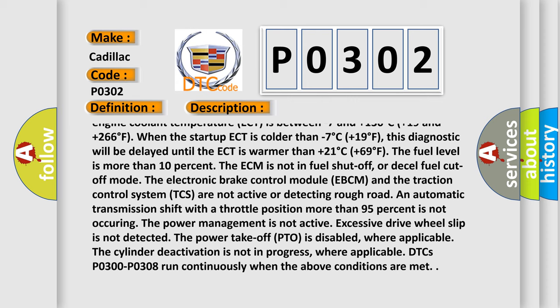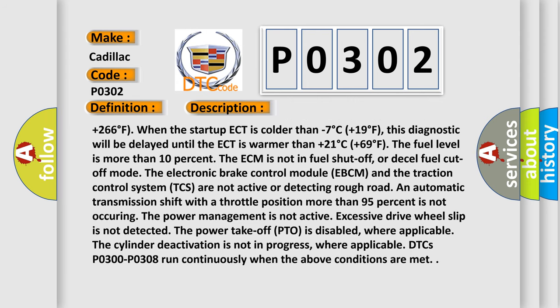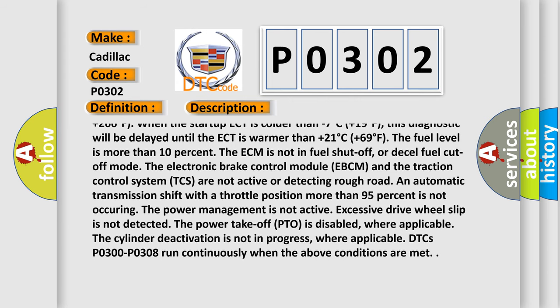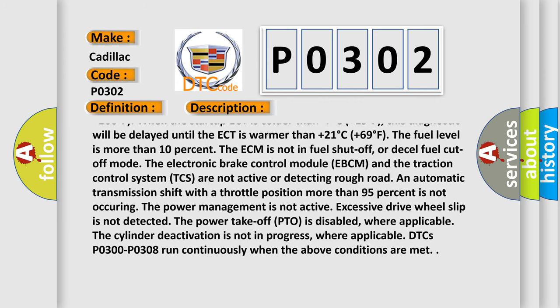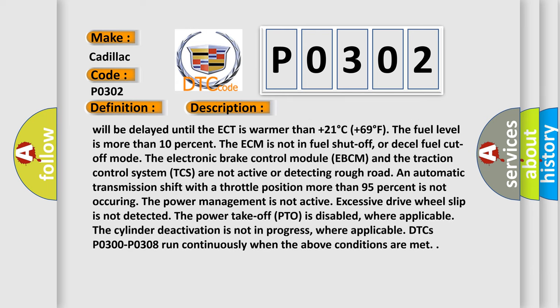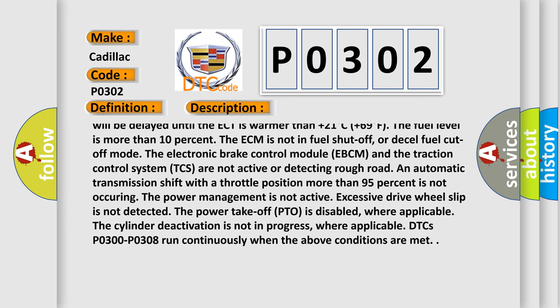When the startup ECT is colder than -7 degrees Celsius, +19 degrees Fahrenheit, this diagnostic will be delayed until the ECT is warmer than +21 degrees Celsius, +69 degrees Fahrenheit. The fuel level is more than 10%. The ECM is not in fuel shutoff or decel fuel cutoff mode.